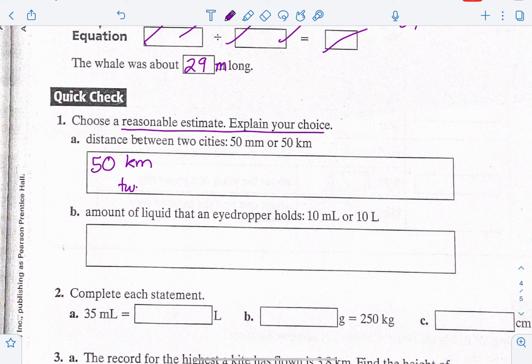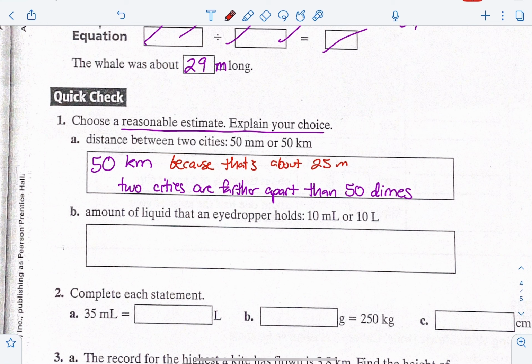You could say two cities are farther apart than 50 dimes, right? That doesn't even get you out of this classroom. Or you could have said 50 kilometers because that's about 25 miles, right? Because a kilometer is about half a mile. Okay, so there's lots of different versions of this you could say.